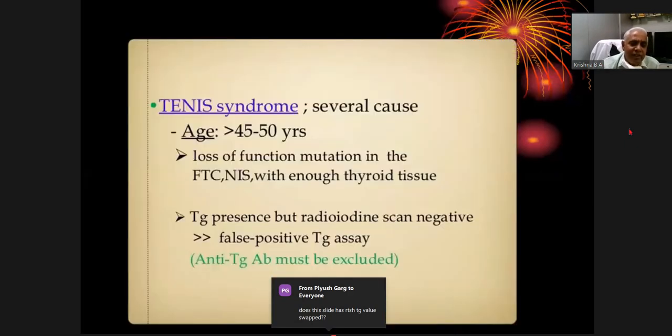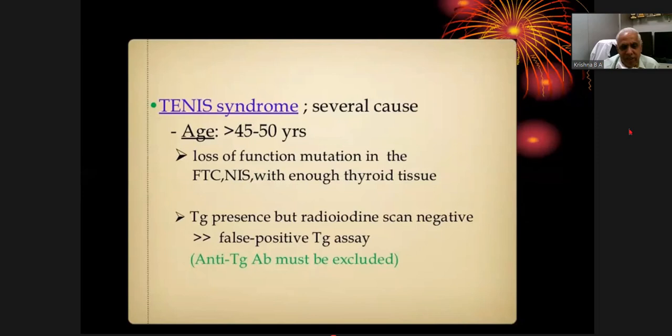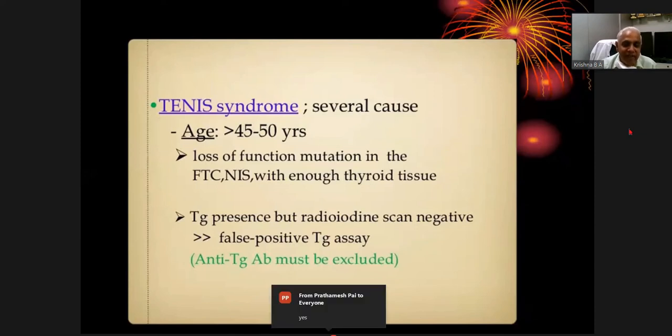There is an entity called TENIS syndrome in thyroid cancer. Thyroglobulin elevated, negative iodine scan. That is the long form, TENIS syndrome. Now, this is a very critical area where the entire radioiodine treatment gets completely eliminated from the algorithm in that patient because he is not concentrating radioiodine.